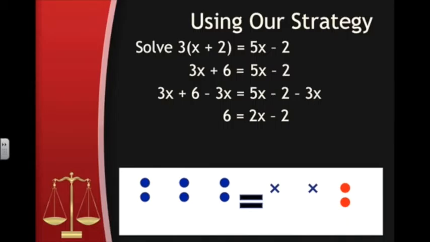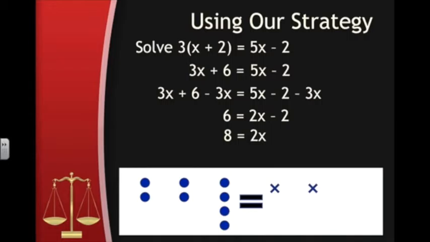So the only x's left are on the right side. Now we can move on to our third step, undoing the addition or subtraction. In this case, we have a minus 2. So we need to add 2 to both sides of the equation. Once we do this, we are left with 8 equals 2x.